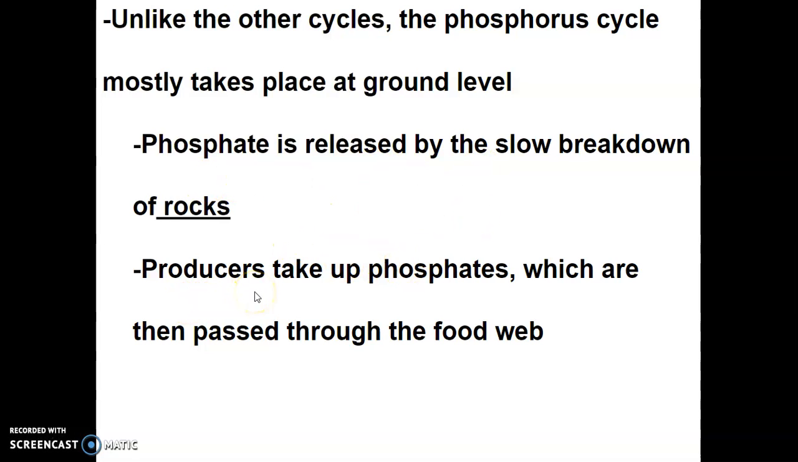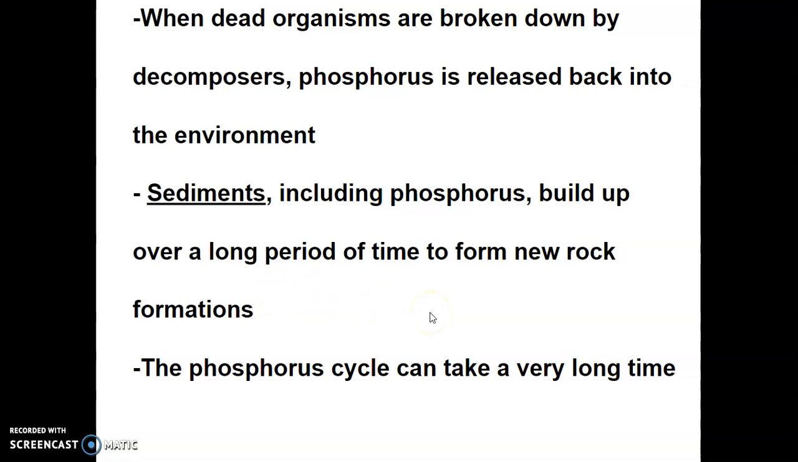Now, here's what takes so long. In a cycle, it has to get back to where it was, right? So what has been happening since the beginning of time is that when dead organisms are broken down by decomposers, phosphorus gets released back into the environment, into the soil. Sediments, including phosphorus sediments, build up over a very long period of time to form new rock formations.